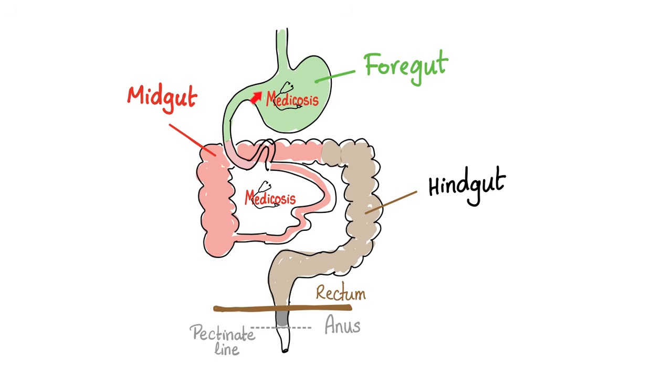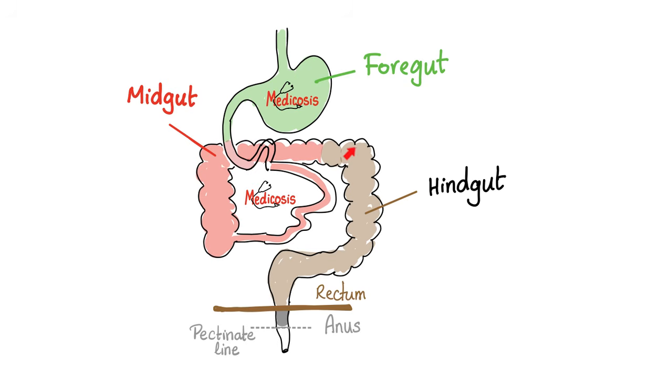Abdominal esophagus, stomach, and the upper half of the duodenum is foregut. Then, the lower half of the duodenum, jejunum, ileum, ileocecal valve, cecum, appendix, ascending colon, hepatic flexure, and most of the transverse colon are midgut.